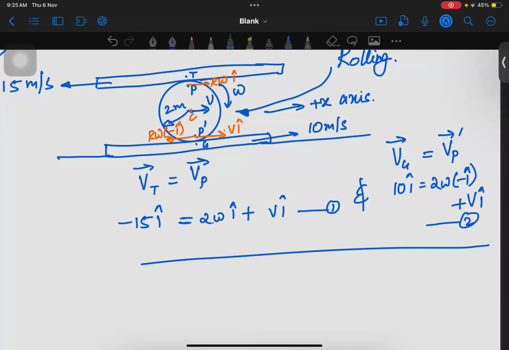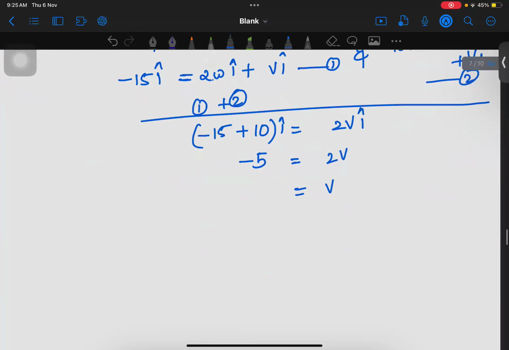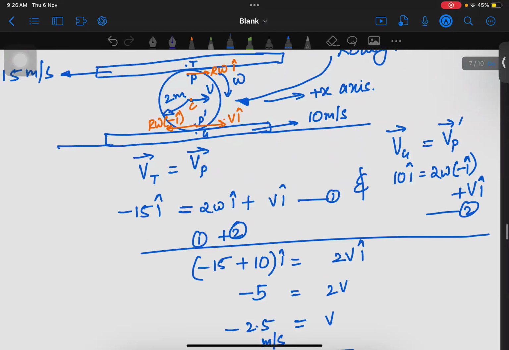So let's add these two equations to remove the omega part. Minus 15 plus 10 is how much? Minus 5. And V i cap plus V i cap is 2V i cap. Therefore, we can write 2V as minus 5, which means that V is minus 2.5 meters per second. That means the direction of V that we took is incorrect. It should be moving in the leftward direction. Fine.